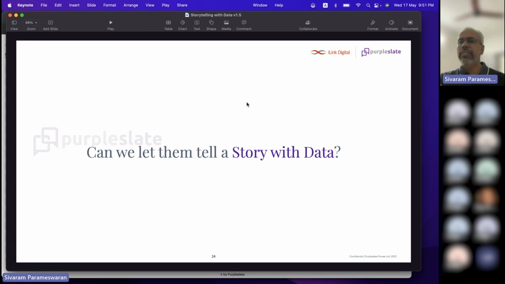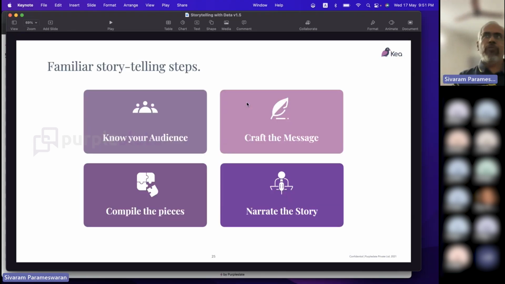And the second thing is related to what I was talking about, digital storytelling. Can we really let them tell a story with data? What do we really mean by stories? I'll quickly show a demo of these things as well, in under 5 minutes. What do we really mean by telling a story with data? I'm sure people who have used data for quite some time would be familiar with this.